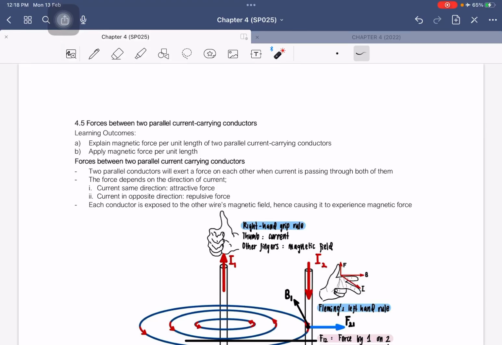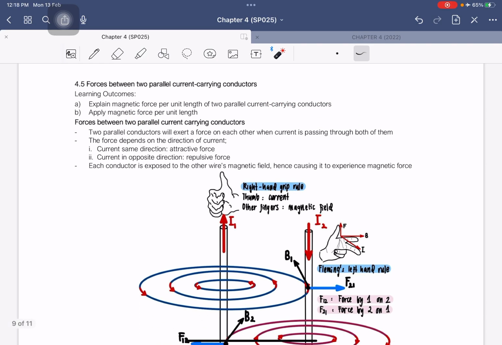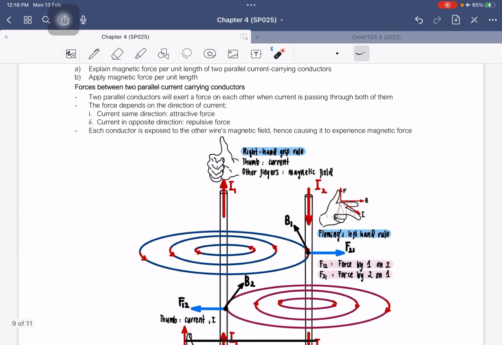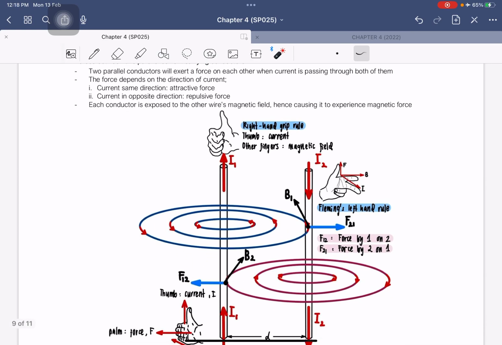So topic number 5, which is forces between two parallel current carrying conductors. In this subtopic, you have to be able to explain magnetic force per unit length of two parallel current carrying conductors, and then apply the magnetic force per unit length formula. When there are two parallel conductors, they will be exerting a force on each other when there is current passing through both of these current carrying conductors.